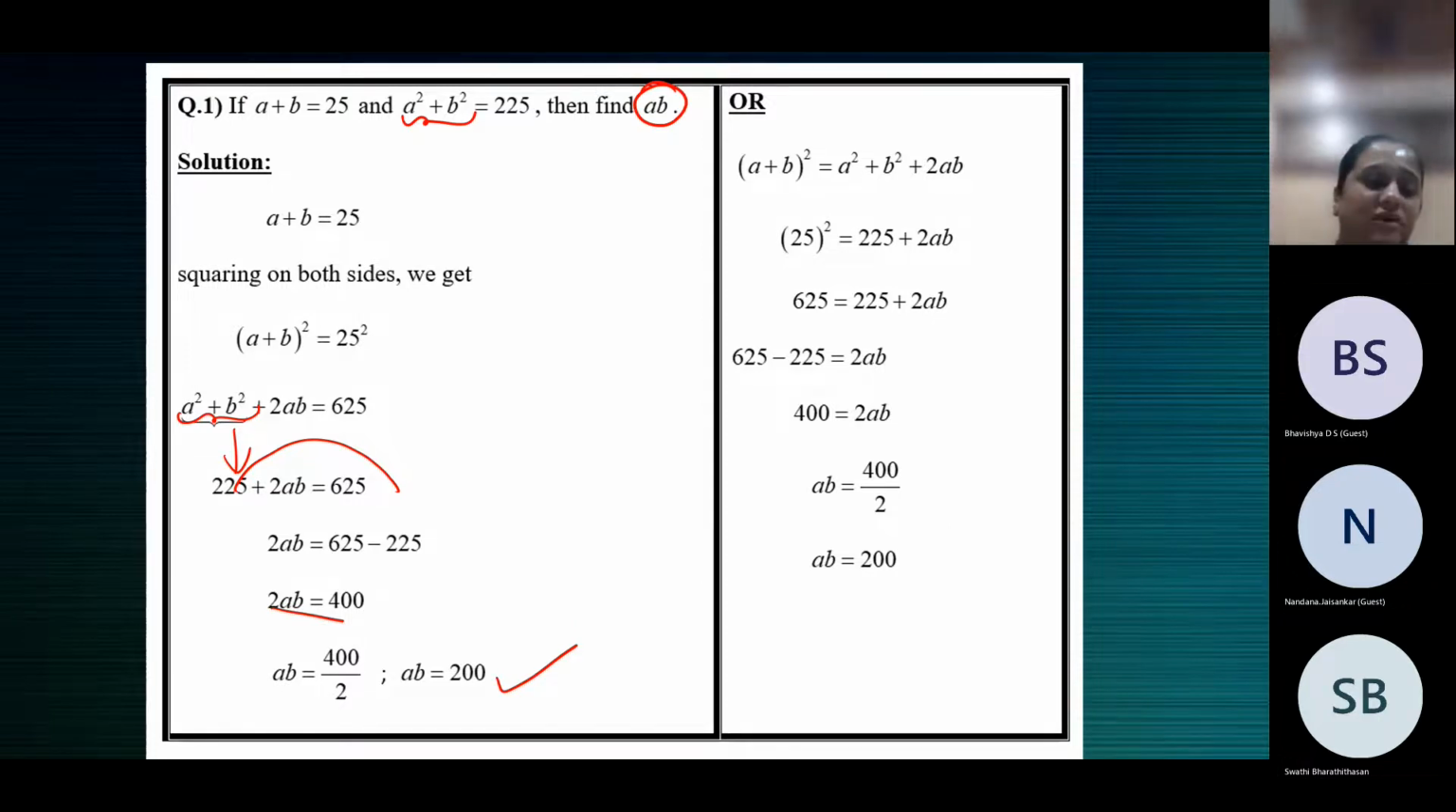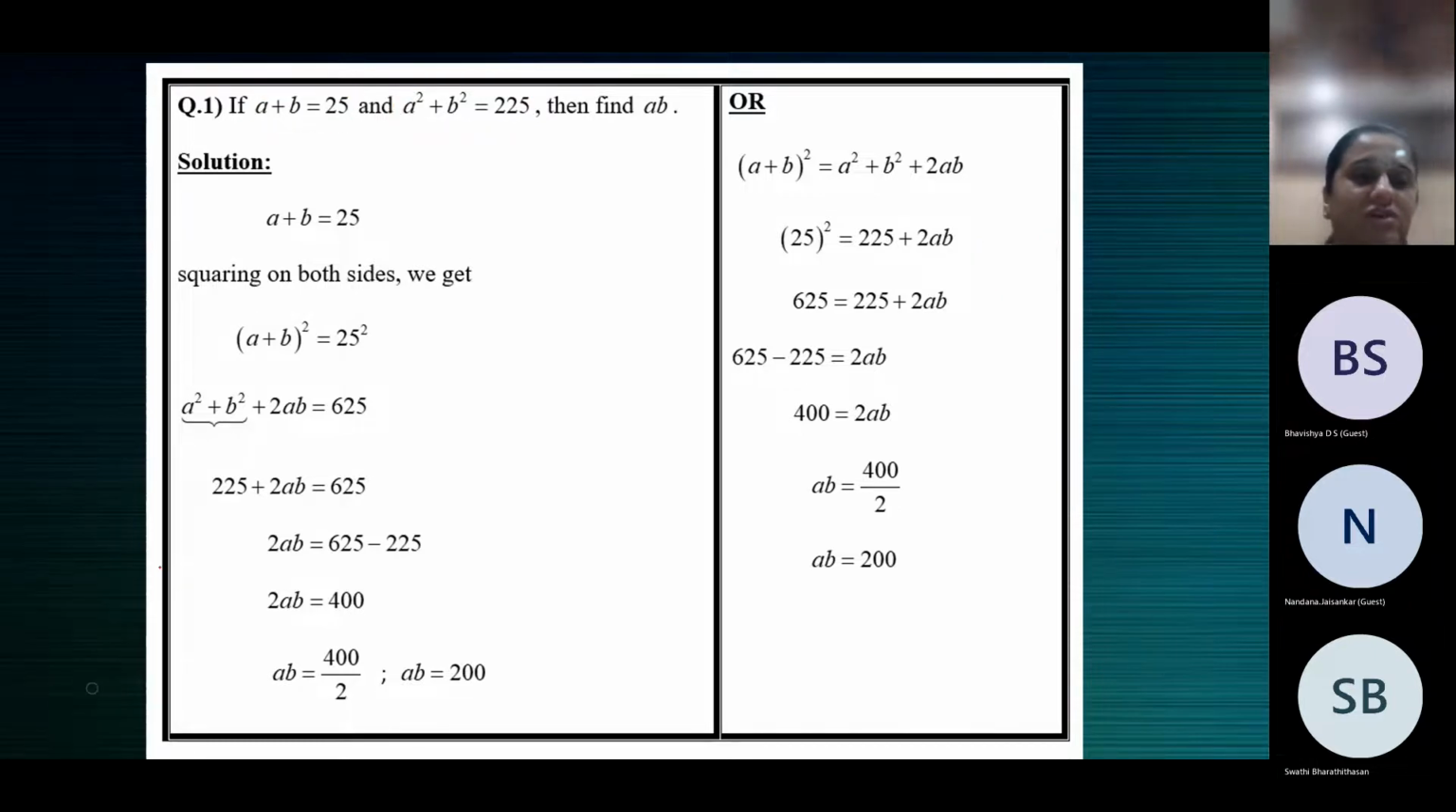So this is one way of working. The other method is the same. The presentation is different. This is also the same thing, but the way it is presented is different. So here in this method, what we do is we have an equation. You should not take this equation. You must take this equation: a plus b is equal to 25. You must take this one.